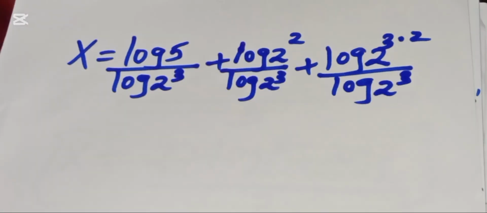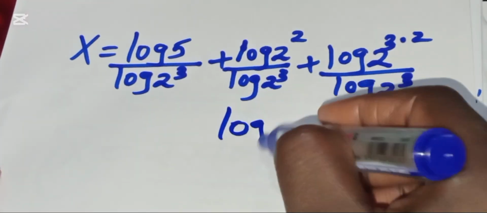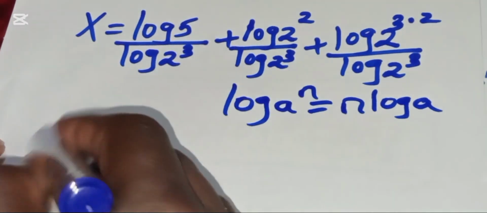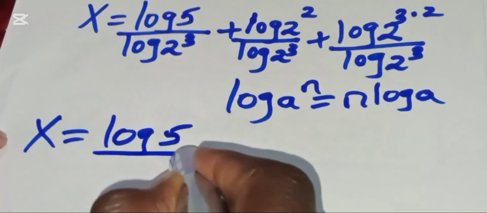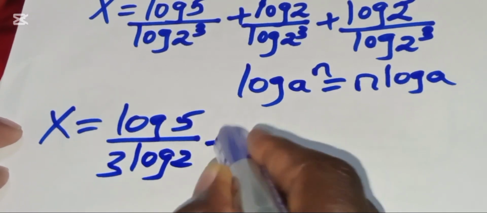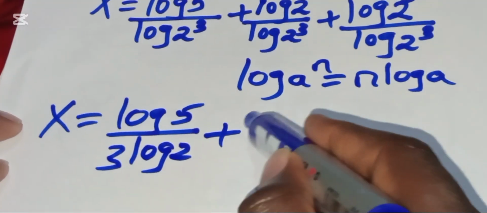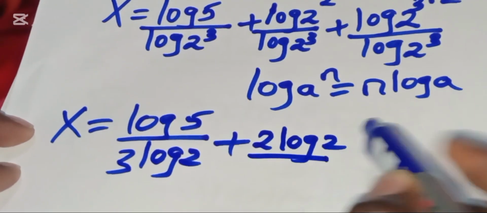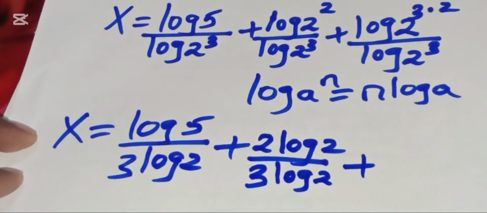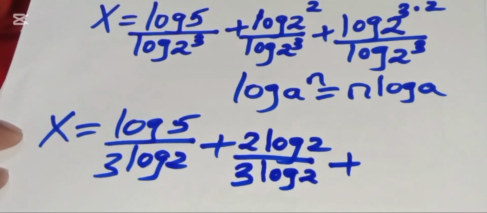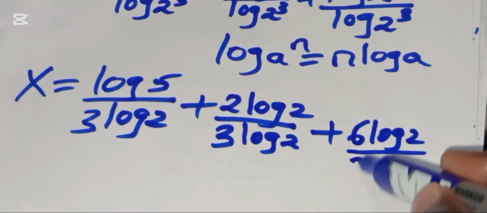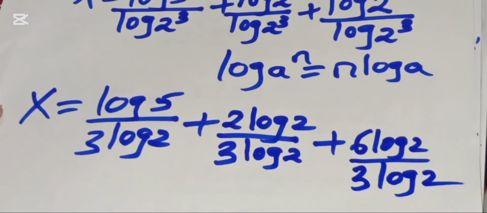Applying the power rule property that states that log a raised to power n can be expressed as n log a, x becomes log 5 divided by 3 log 2, plus log 2 squared, which we can express as 2 log 2, divided by log 2 cubed, which is 3 log 2, plus log 2 raised to power 3 times 2, which is 6, so this becomes 6 log 2 divided by 3 log 2. Let's simplify this.